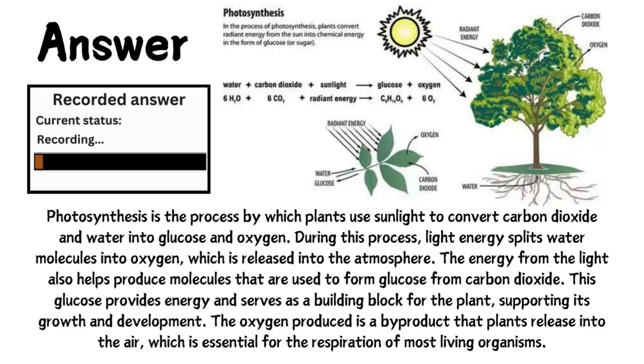Photosynthesis is the process by which plants use sunlight to convert carbon dioxide and water into glucose and oxygen. During this process, light energy splits water molecules, and the oxygen is released into the atmosphere. The energy from the light also helps produce molecules that are used to form glucose from carbon dioxide.